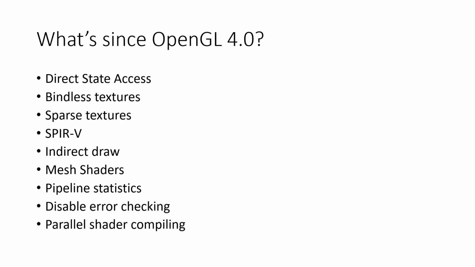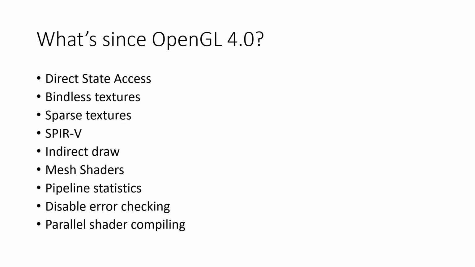What's new in 4.6 is direct state access, which is a big one. This is very cool. Bindless textures: I'd say bindless textures are the most important advancement in real-time rendering in the last decade. These are very important, and they don't get the recognition they deserve. Sparse textures are supported. I haven't worked with them yet, but I think these are good for large-scale virtual texturing, like for geospatial mapping. SPIR-V is actually supported in OpenGL 4.6.